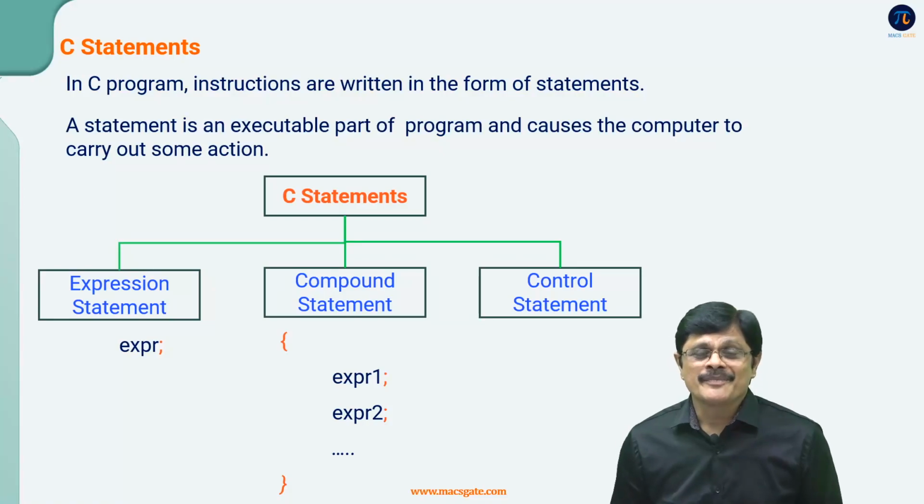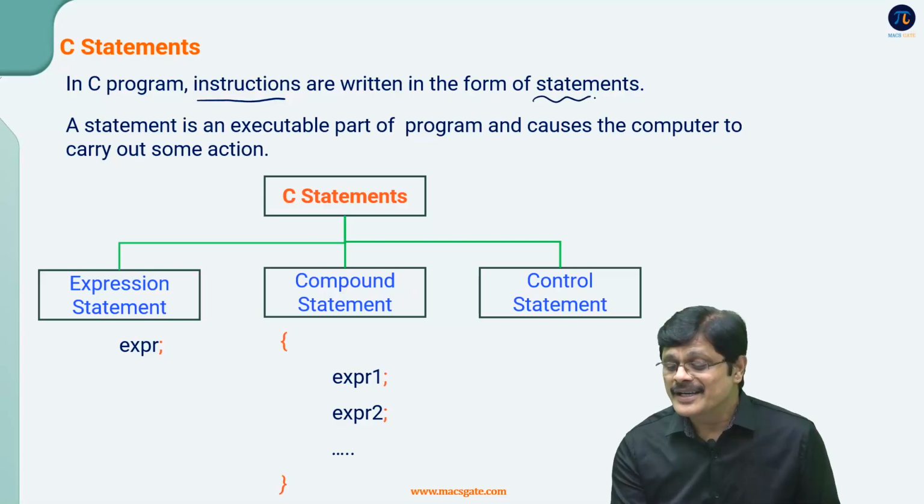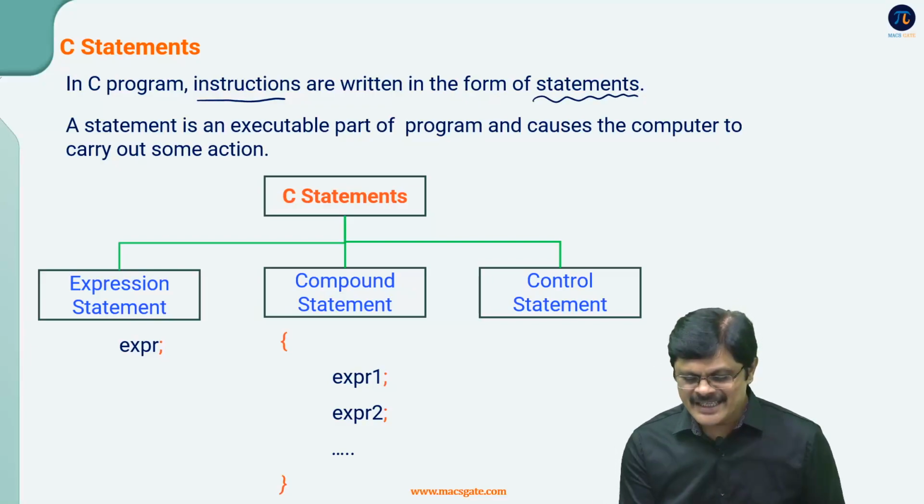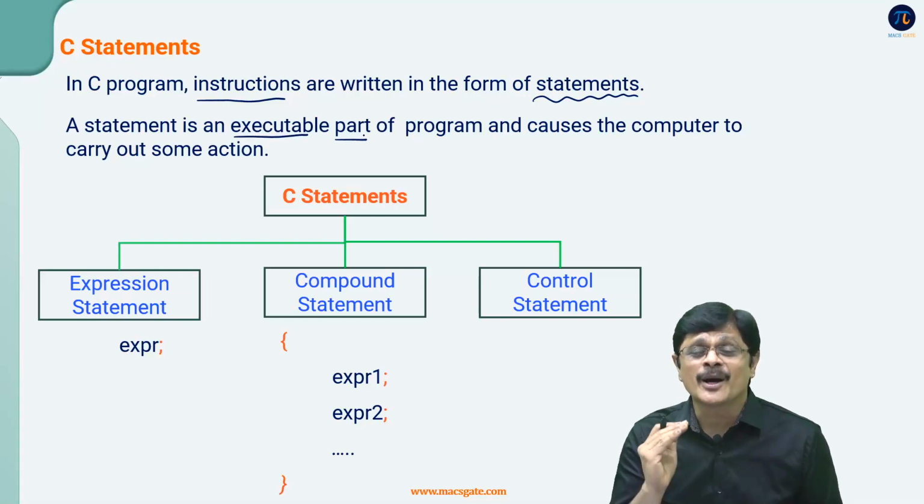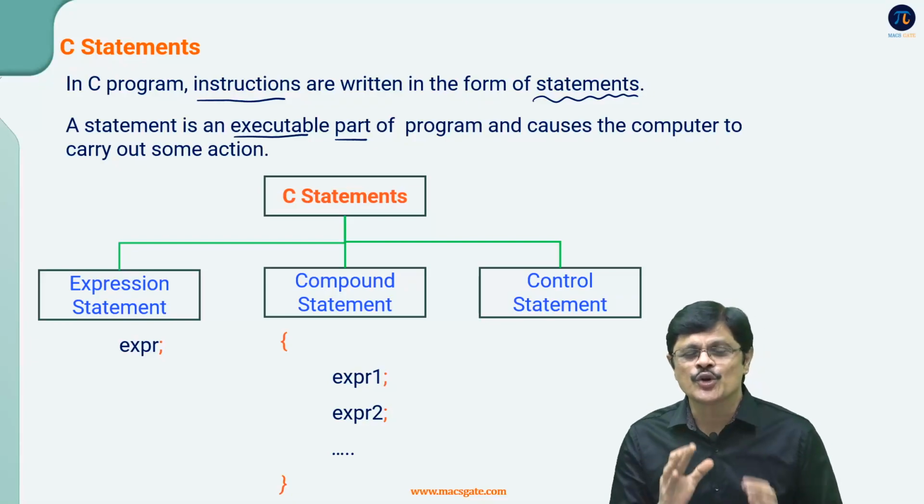In C program, instructions are written in the form of statements. What is a statement? It is an executable part of a program and it causes the computer to perform or carry out some action. So, a statement tells the computer to perform some action.